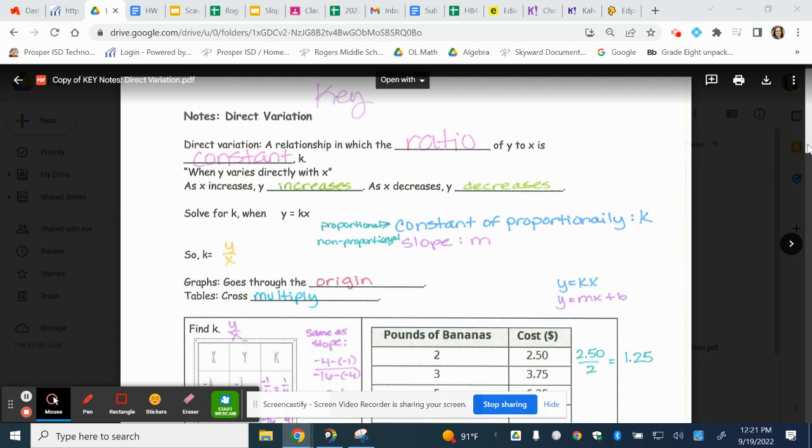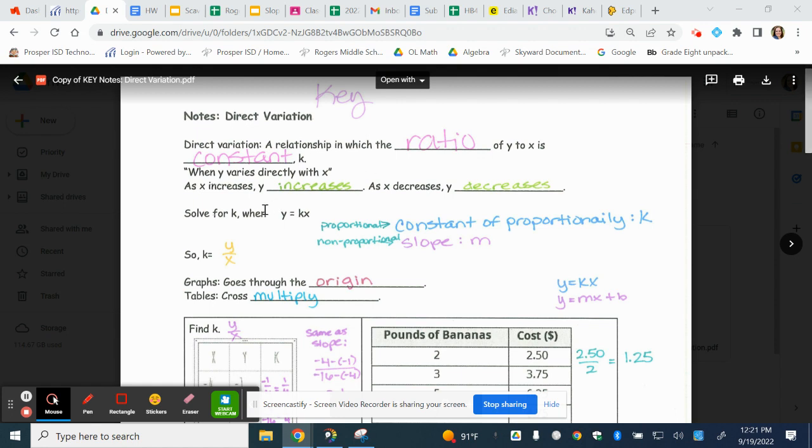I'm just going to talk through the notes to make sure if you have any questions, hopefully I'll be able to clarify it. So, direct variation is a relationship in which the ratio of y to x is constant. That's the letter k. So, we always see in word problems, especially, it says when y varies directly with x. So, as the x value increases, the y increases, or as the x decreases, the y would then decrease. So, they work together proportionally.